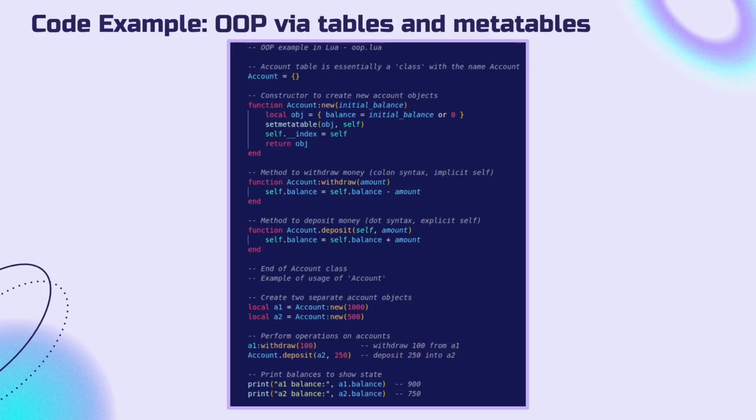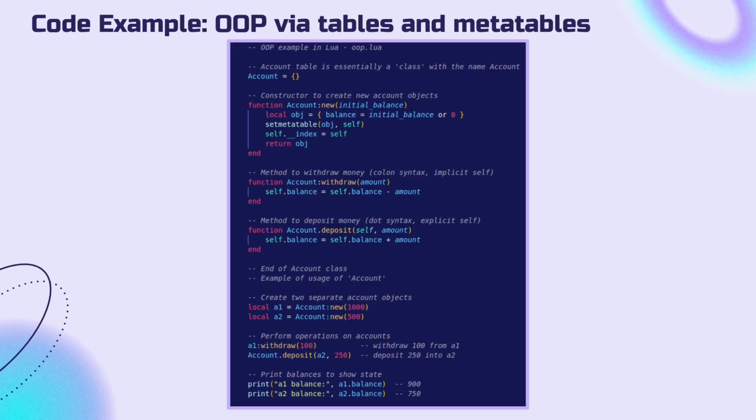There's a few things to point out here. You can see the new function acts as the constructor, and the purpose of the object and setting it to the metatable in the constructor is to allow this object to have access to all the defined functions. Alongside that, there's the self index, which makes sure that if a method isn't found on the object itself, Lua looks it up in the account table.